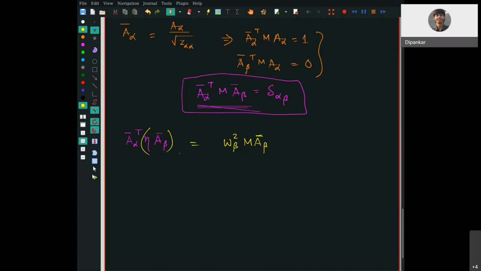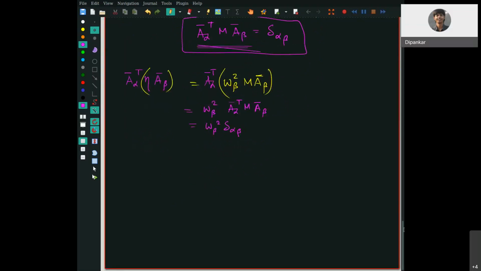Okay. So now you are basically multiplying this with A alpha bar transpose. So you can write it as omega beta square A alpha bar transpose M A beta. Okay. So this is again delta alpha beta. So this is omega beta square delta alpha beta. So if you sandwich eta between A alpha bar and A beta, you get omega beta square delta alpha beta. We can use this relation, which I call equation 1, and this one, equation 2.